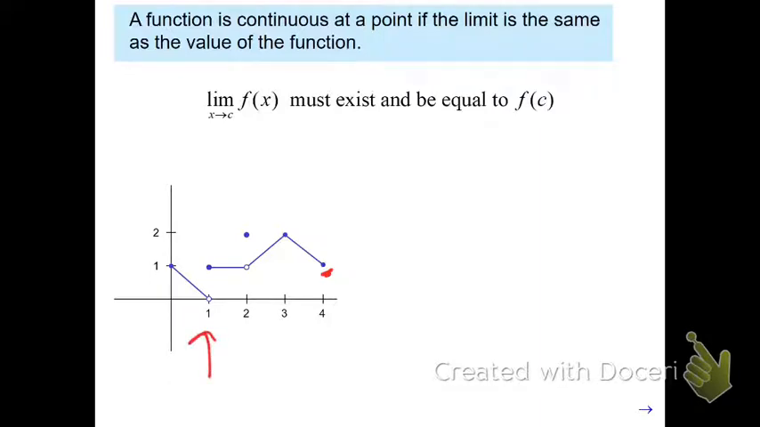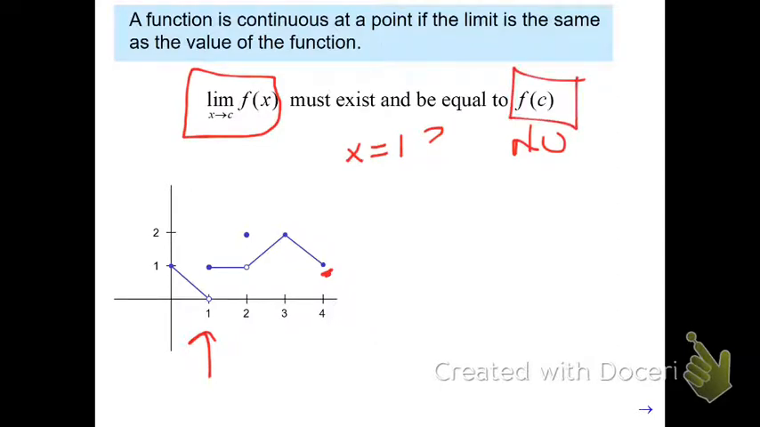At 1, is the function continuous? Is it continuous at 1? Clearly not, no. But why is it not continuous? Well, the definition says that the limit at 1 has to equal the value of the function at 1. Okay? But the fact that the limit exists means that the left-hand limit has to equal the right-hand limit.